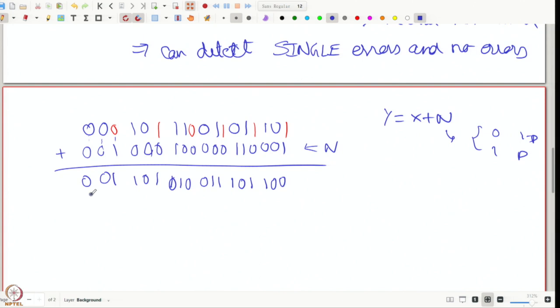It has odd parity because the number of 1s is odd. Reject, we just don't consider it. That's one way to look at it, we won't consider it. 101 has even number of 1s, consider it. 010 has odd number of 1s, don't consider it. 011 has even number of 1s, consider it.